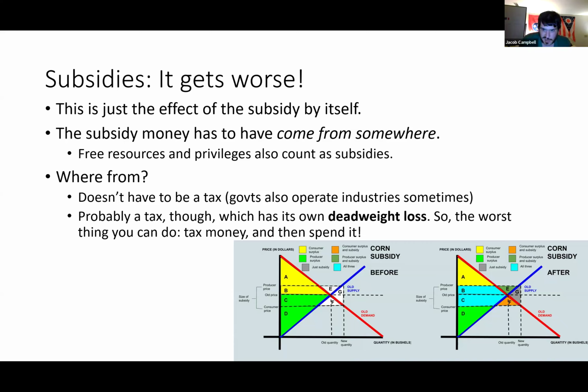And what does the tax have? A deadweight loss. So the worst thing you could do as a government, tax money and then spend it on things people don't need. There will be a waste of resources from the subsidy, too much being produced, and there will be a waste of resources laying dormant from the tax.